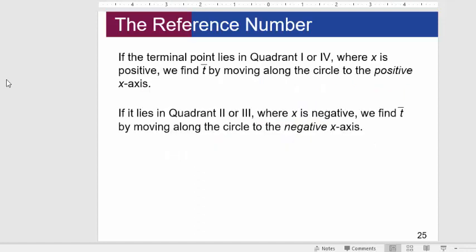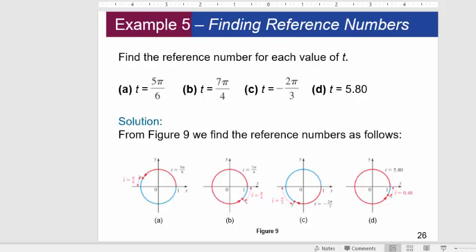So they just clarify here that when you're in the first and the fourth quadrant, you're actually moving to the positive x-axis to find the reference number. And when T is in the second or third quadrant, you're actually going to the negative x-axis. That's not a huge deal, though. As long as you just remember that you're always going to the x-axis. Sometimes you're going to the positive x-axis, sometimes you're going to the negative x-axis. Not a big deal.